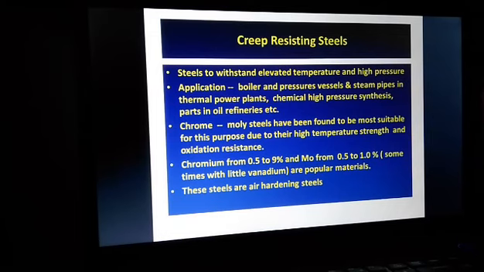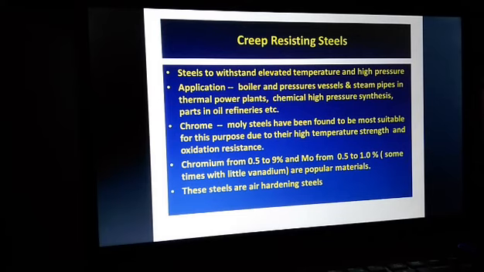Creep resistant steel. Steel to withstand elevated temperature and high pressure application: boiler, pressure vessel and steam pipes in thermal power plant, chemical high pressure synthesis, parts in oil refineries, etc.